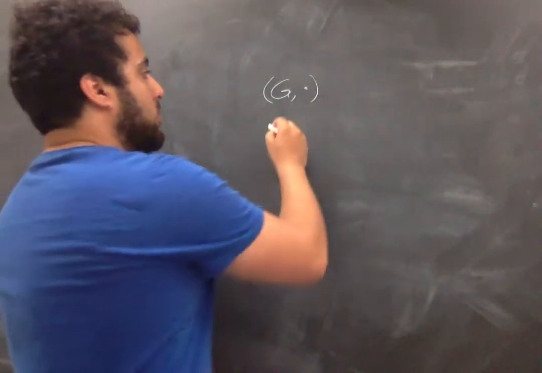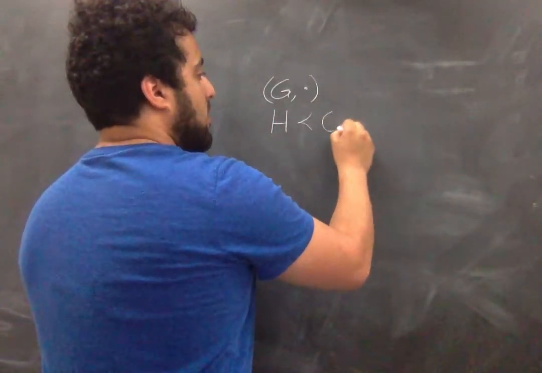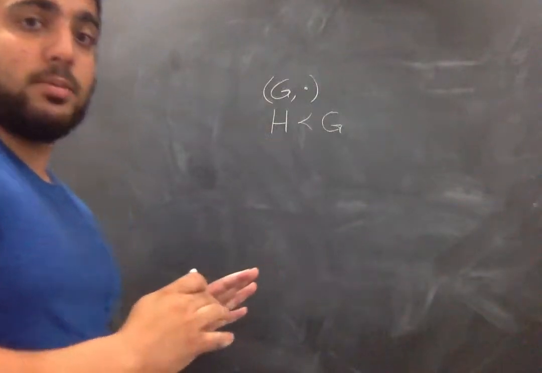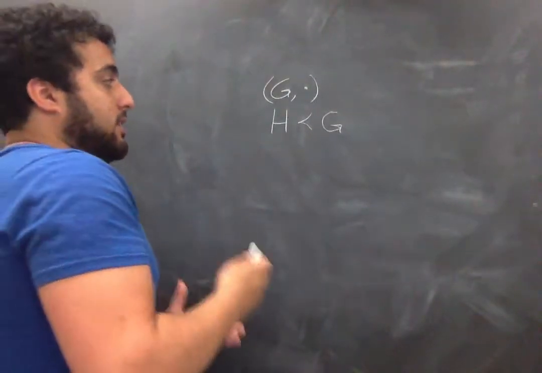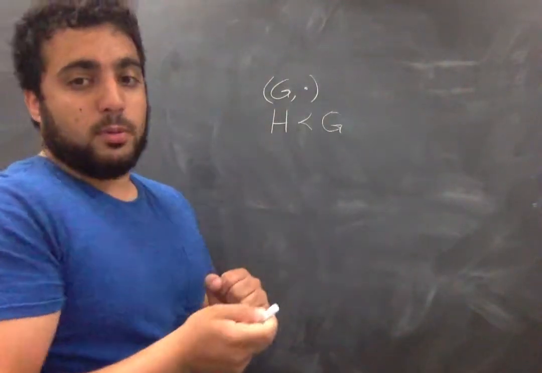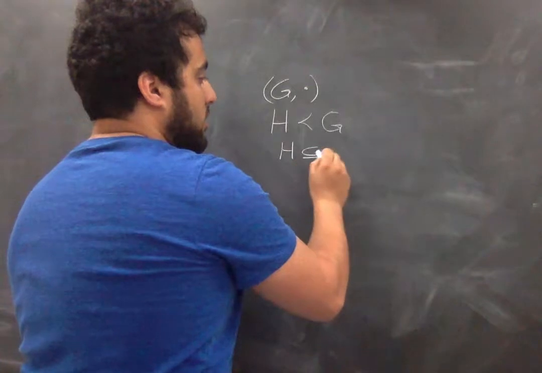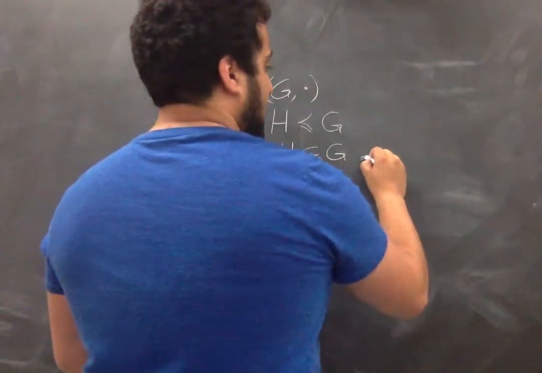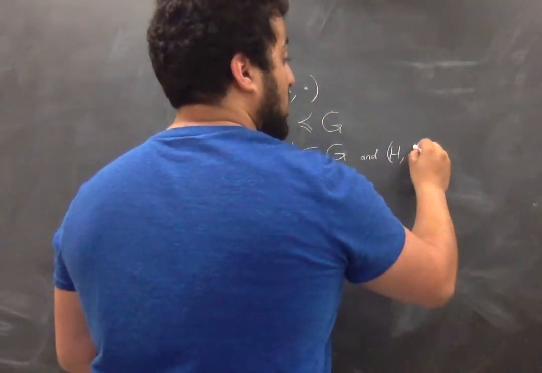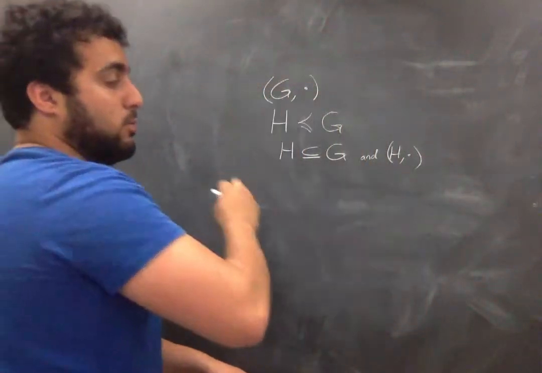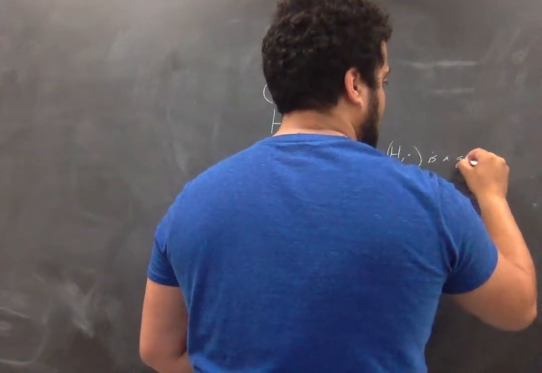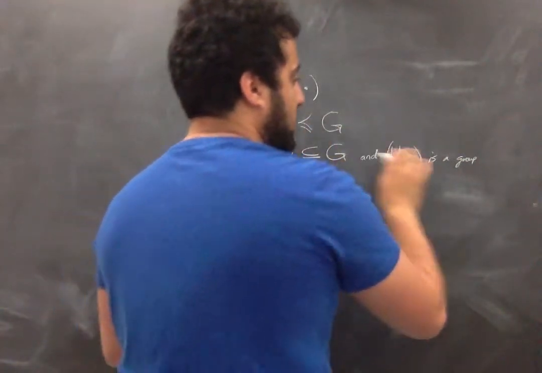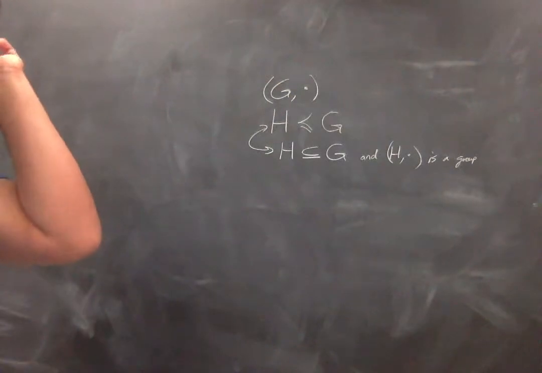Then H is a subgroup of G, which we'll write like this, exactly in the case that H, the set of H, is a subset of G. That doesn't have to be a proper subset. It could be G itself. But it's a subset of G, and H is itself a group. So in other words, H is a subset of G, and H forms a group with the same operation as the operation that G forms a group under. Okay, so we say that H is a subgroup of G if H is a subset of G and H forms a group under the same operation. That's what a subgroup is.